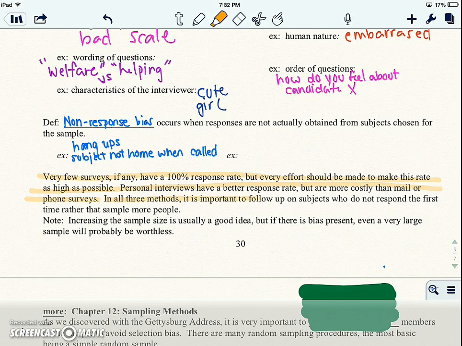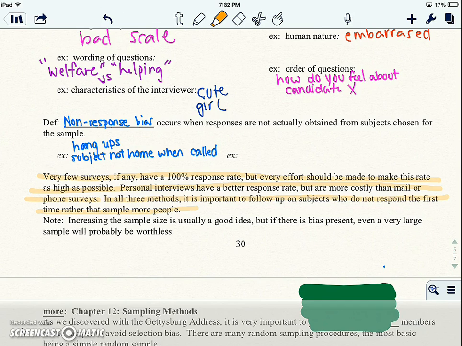In all three methods, it is important to follow up on the subjects that do not respond the first time rather than sample more people. So it's better to call a home that nobody answered, call later, maybe when people would be home, versus calling just another house, because you call another house at the same time and you're going to get the same population, people that are home from work, versus call the original number at 5 or 6 once people have gotten home.